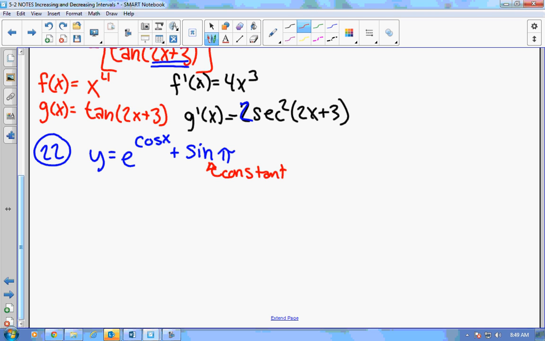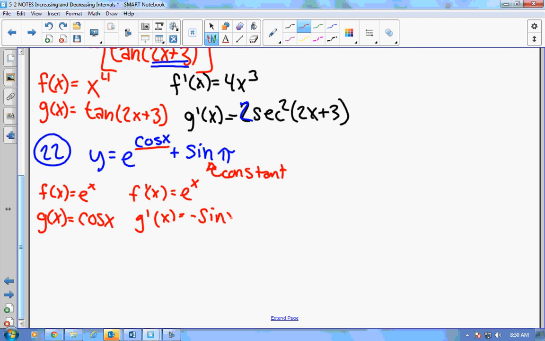Now, x is in the exponent of the exponential. I like e's because you can do the exponential we did last, or 2 times ago, but I like e's because it's just an easy chain rule. Our f of x is e to the x, and the derivative is itself. All we have to do is times by the derivative of the exponent. What's the derivative of the exponent? Negative sine x.